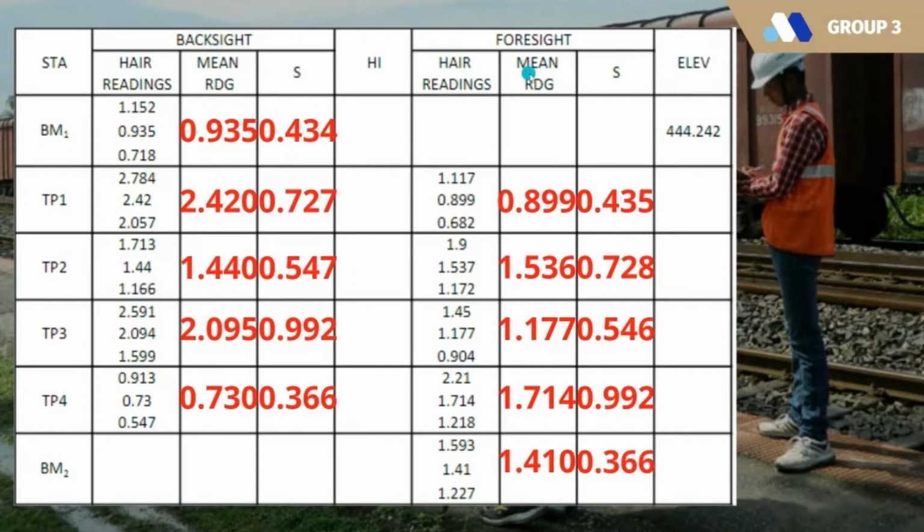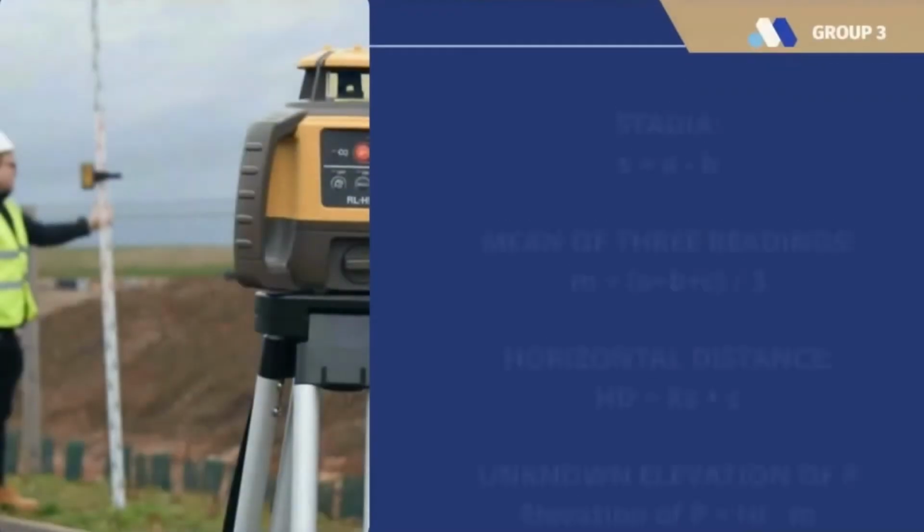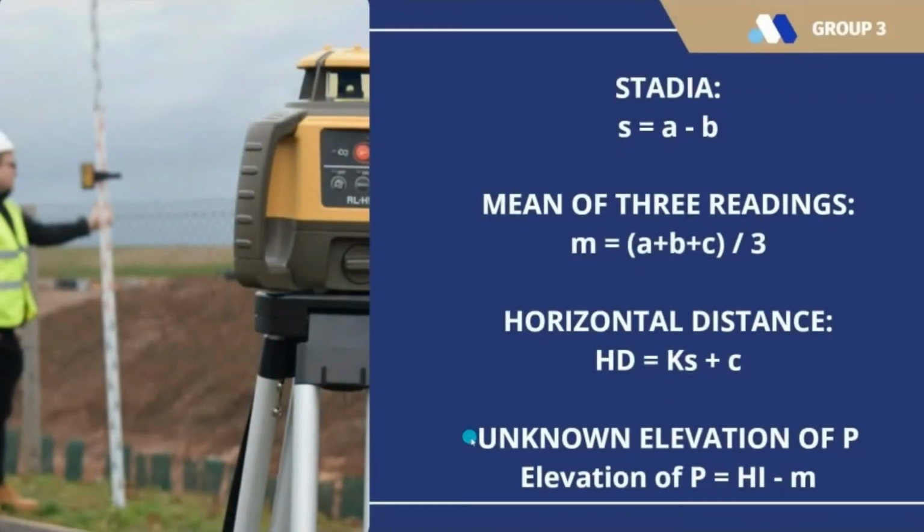So at this moment, we already have all the mean readings and stadia of both backside and far side. Now it is time to compute the HI or the height of instruments. In finding the HI, we need the presence of the elevation. So going back to our formulas, we have here the formula of the unknown elevation of P, which is HI minus M.